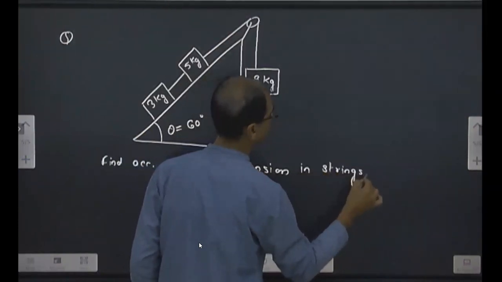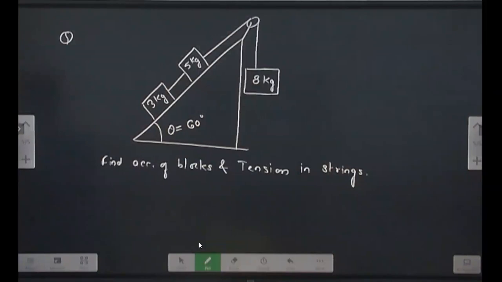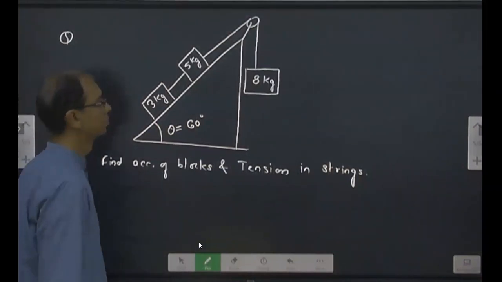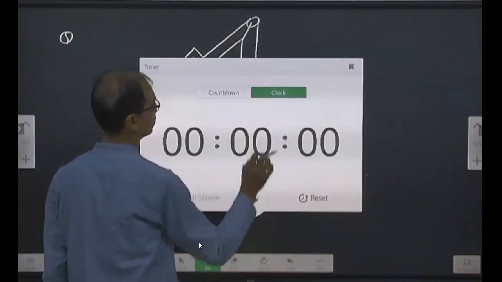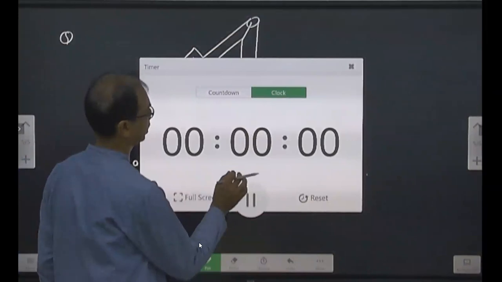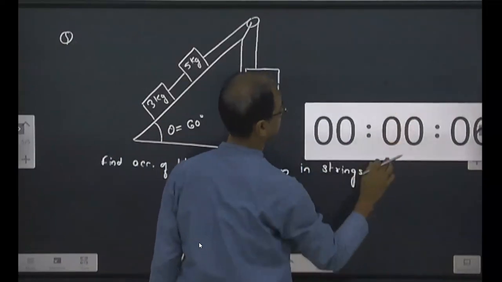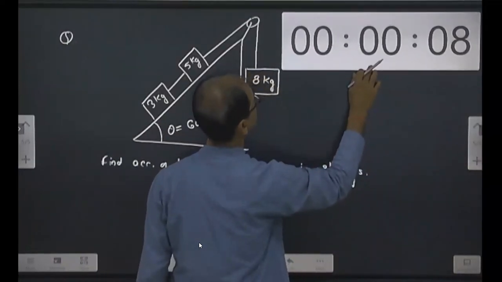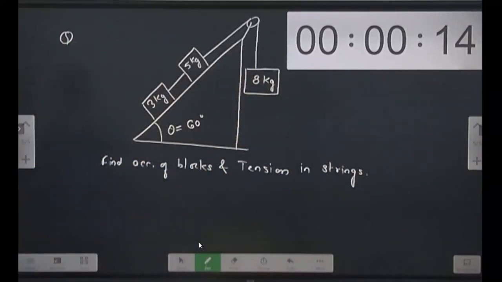Now, so far I was telling you two strings are there. Now I'm not telling. You have to identify. So find acceleration of blocks and tension in strings. Now, this is a question for you people. How much time shall I give you? 3 minutes? Or 4 minutes? Tell me. How much time you want? Your time starts now. Timer has started. Come on, start doing it.